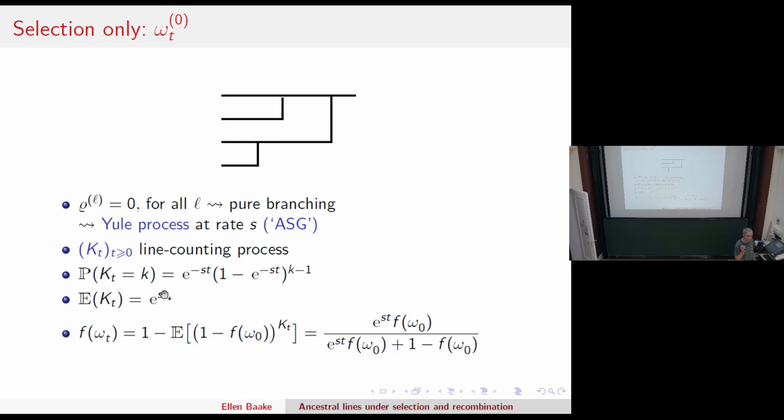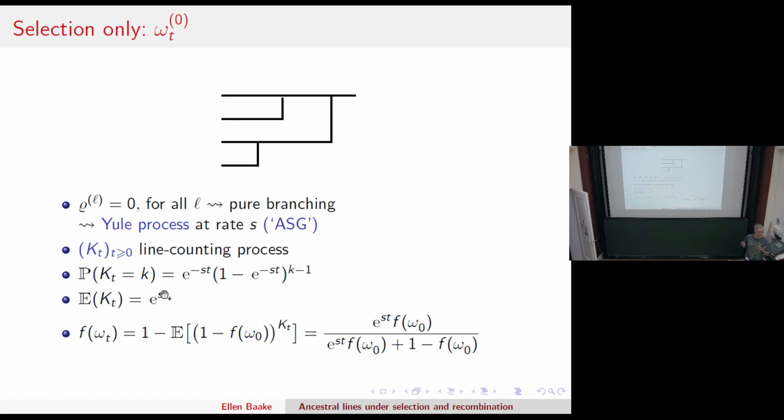For those of you who attended the Frankfurt meeting two weeks ago, you may remember that Jason Schweinsberg had a beautiful graphical proof of this geometric distribution. It has expectation e to the plus st, and then it is simple to find the proportion of good guys at time t. So the probability to sample a good guy if you sample an individual from the population here. How do you get that?